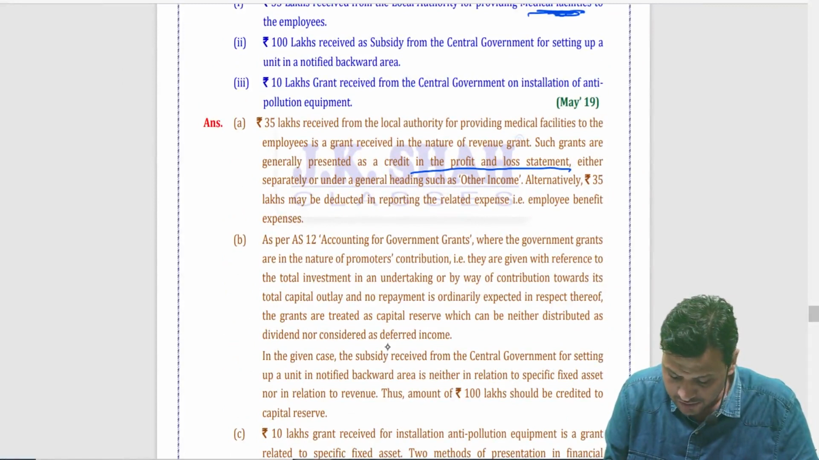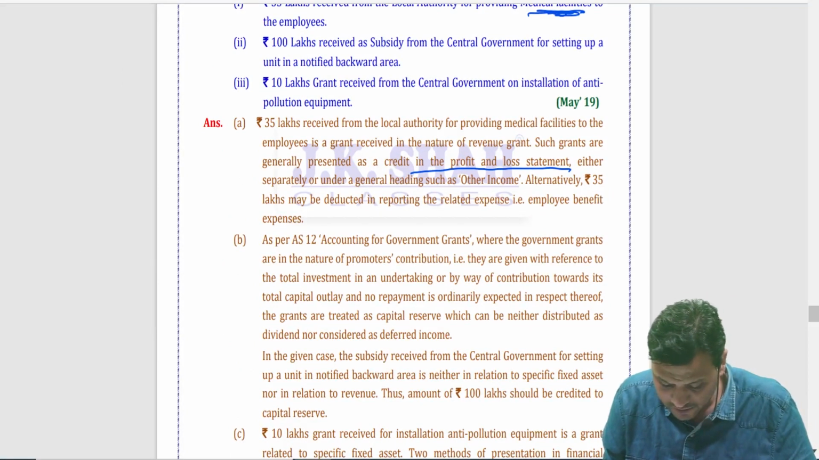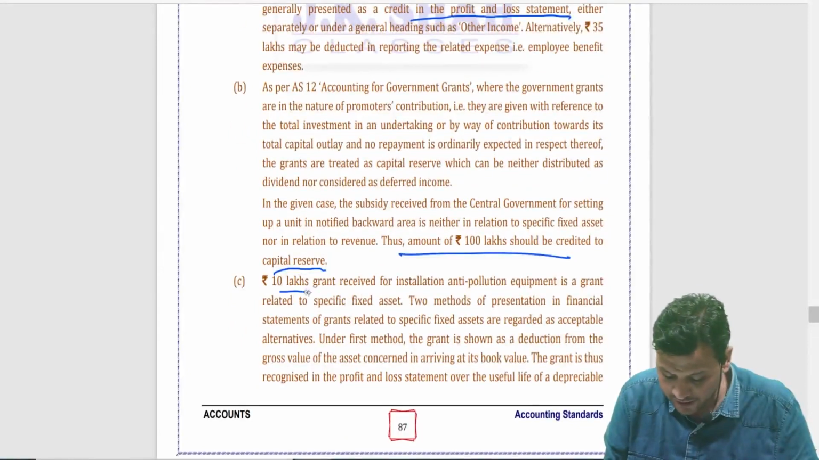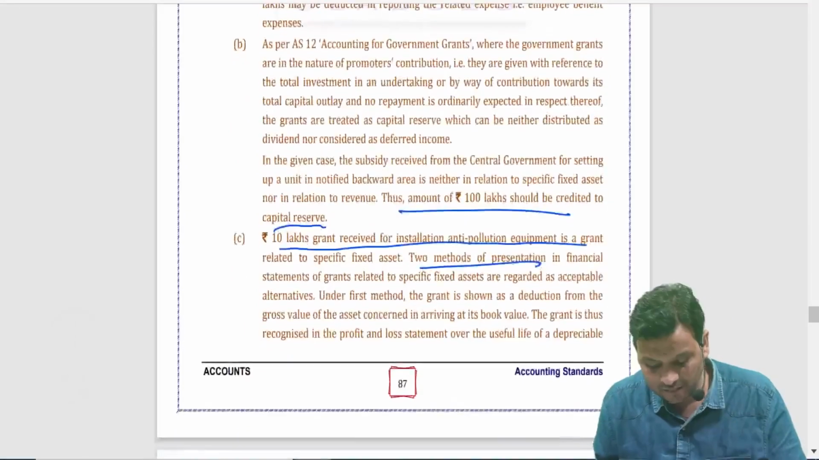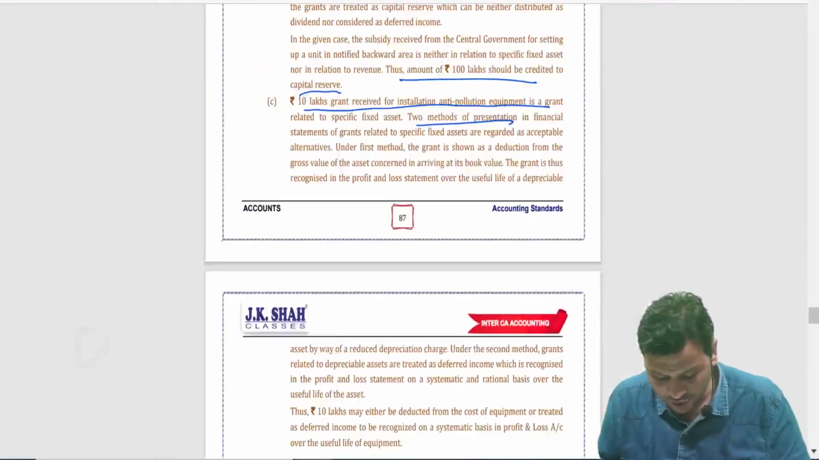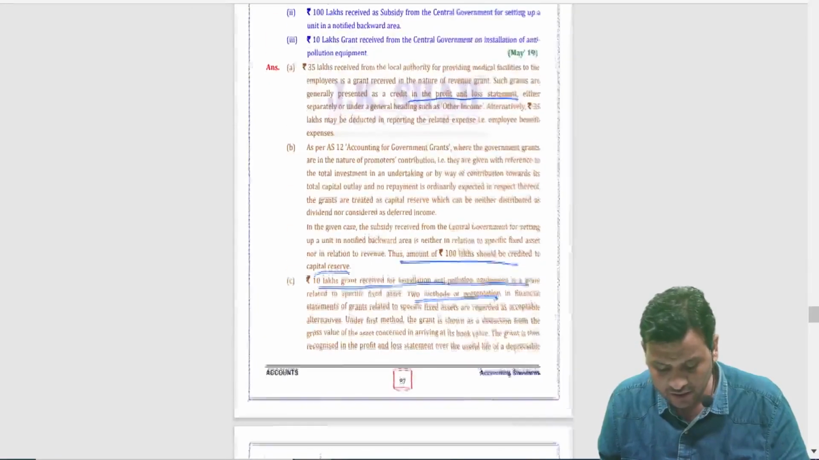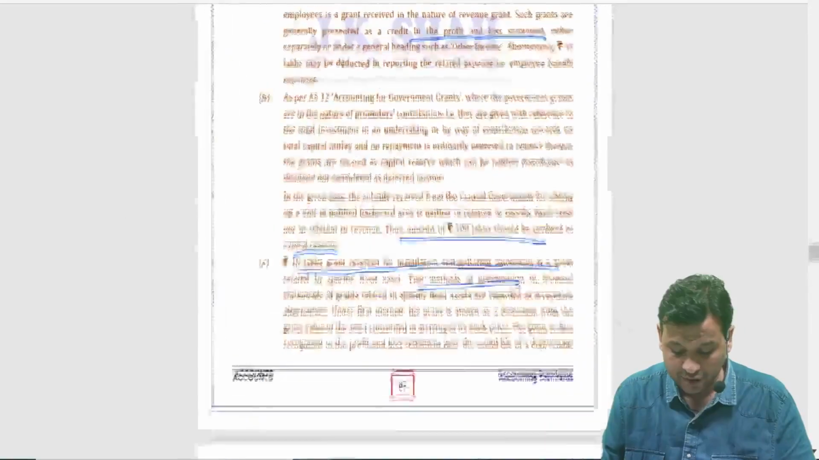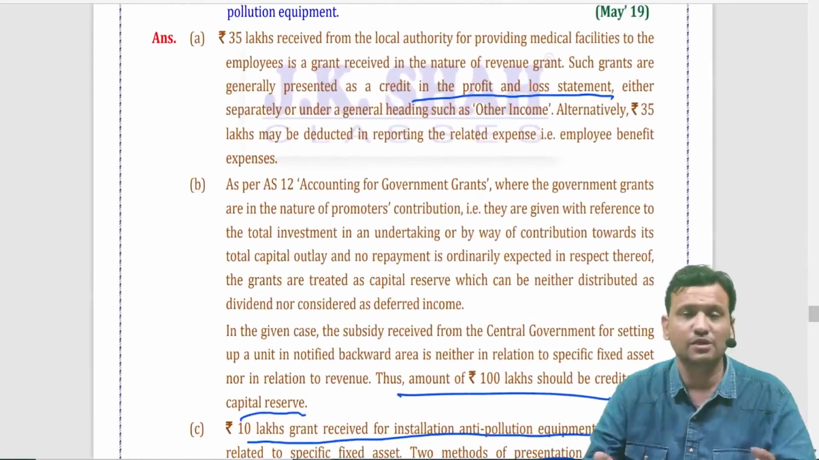Promoter's contribution, then we should say this should be capital reserve. And the last, 10 lakhs on installation: 2 methods of presentation are there. Either you treat it as a capital approach or revenue approach. Clear, my dear students? So you may just go through the solution, nothing big, but these are theoretical questions which have been asked, which will give you an idea with respect to what answers are to be written.